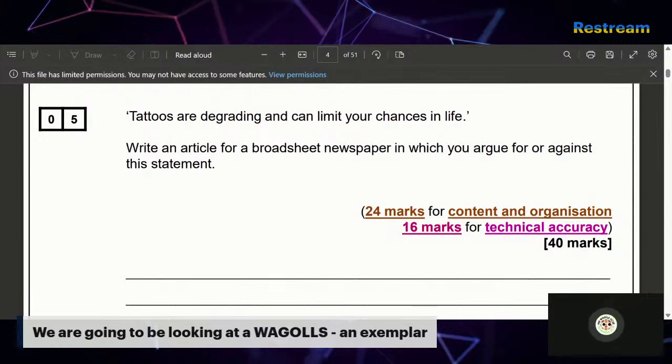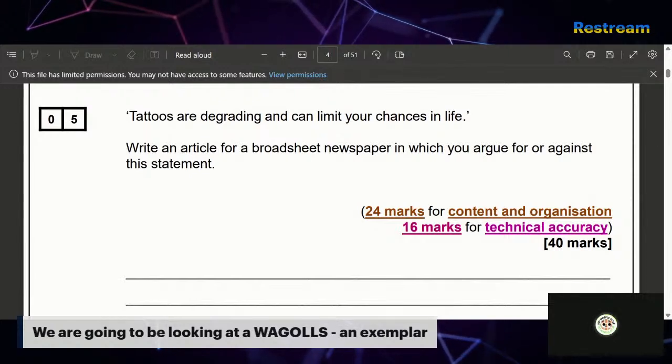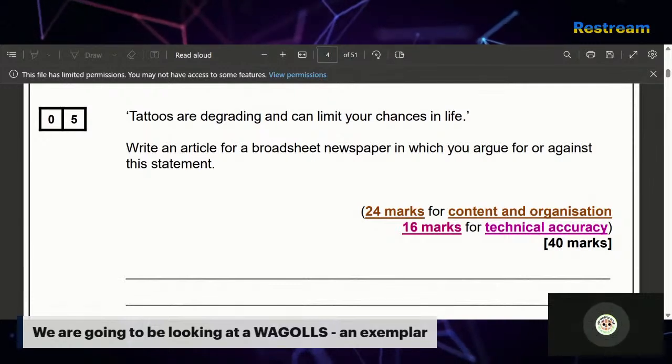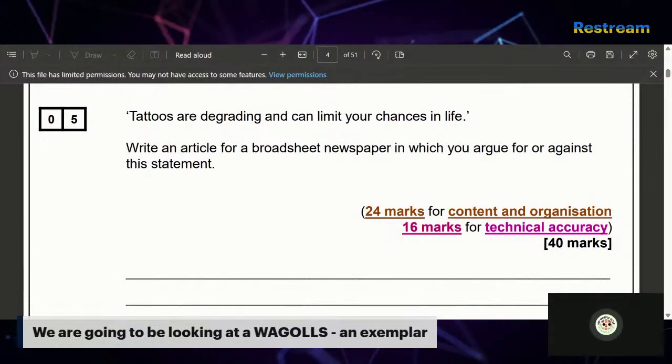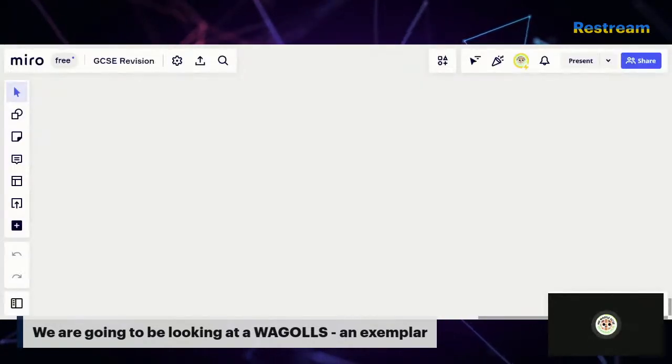Tattoos are degrading and can limit your chances in life. So we have to talk about an article. Now, first of all, we've already got a sense of the address here, your chance in life. So let's think about what we can start to say about this. First of all, let's break this statement up and let's plan this out.